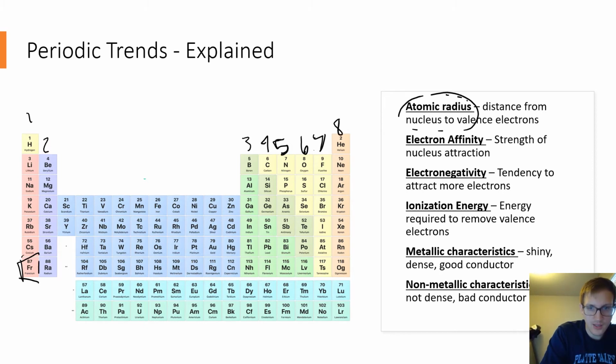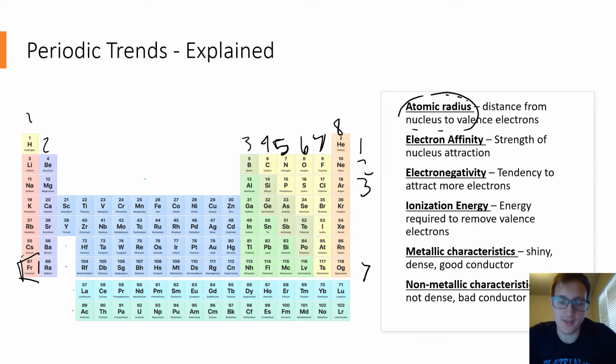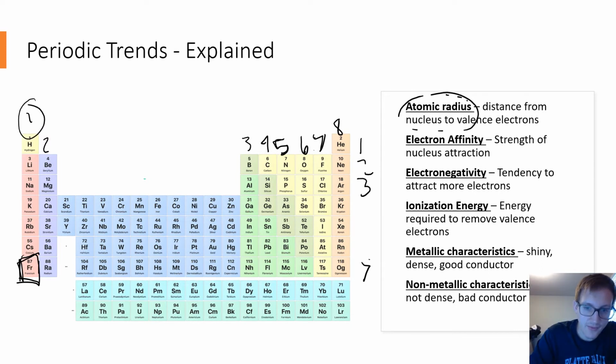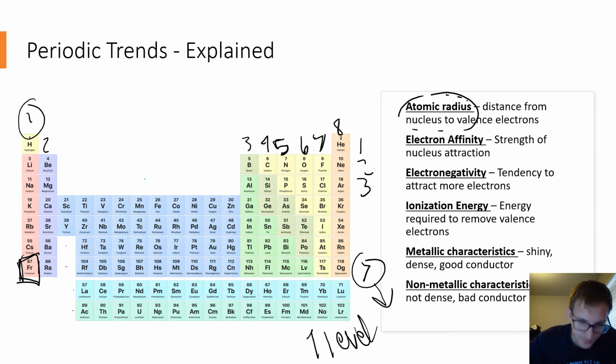S7 and 8, and then I'm going to number the periods. The groups are the columns, and then I'm going to number the periods, and really I care about it being the 7th one. Either way, francium is in the first group and the 7th period.